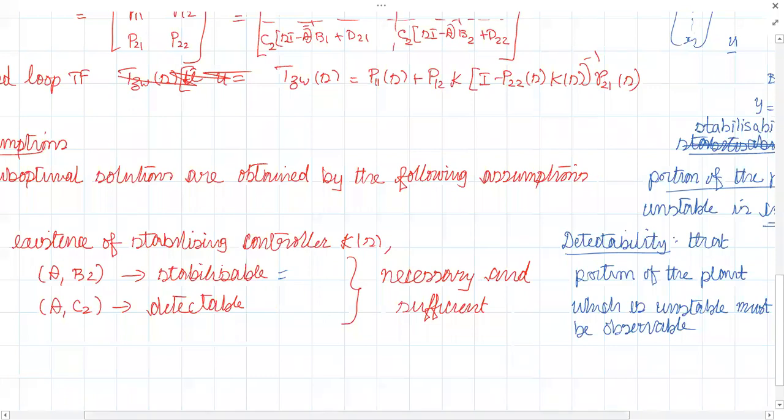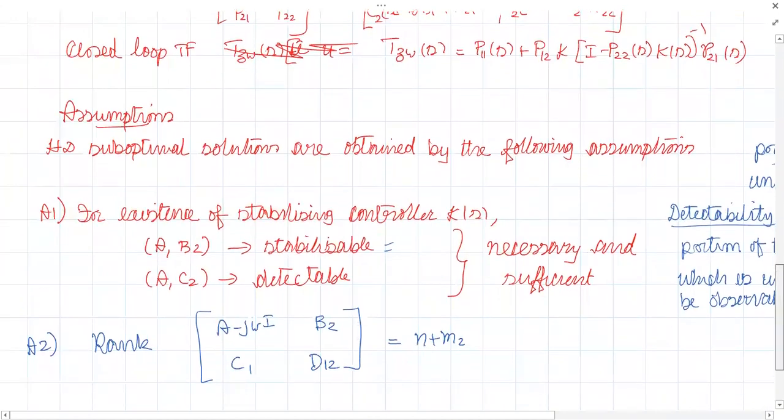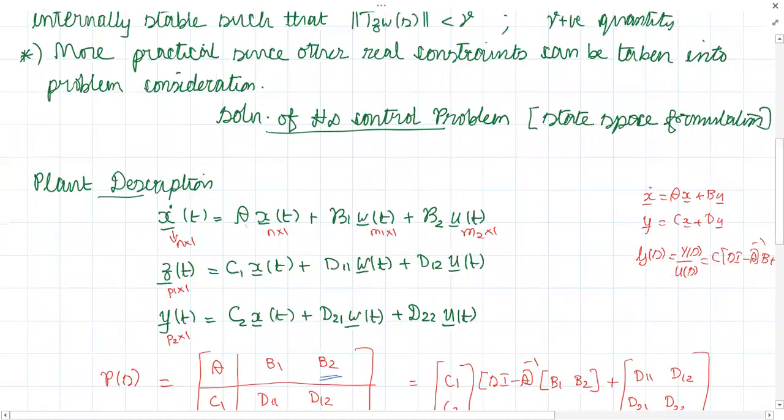Okay, then the next assumption: rank of the matrix A minus j omega I, B2, C1, D12 should be equal to n plus m2. What do you mean by that? What is n? What is the rank of A matrix? Any idea? What's the rank of A matrix? Maximum it would be n. N cross n. Okay, it's a square matrix, right? Because it's n cross n.